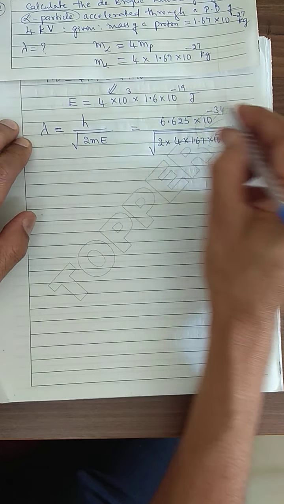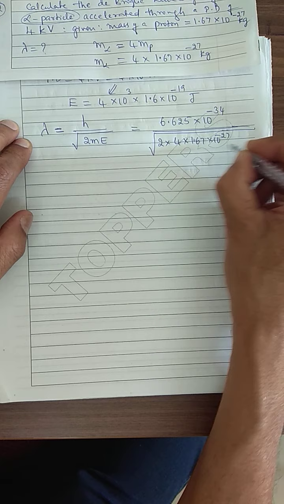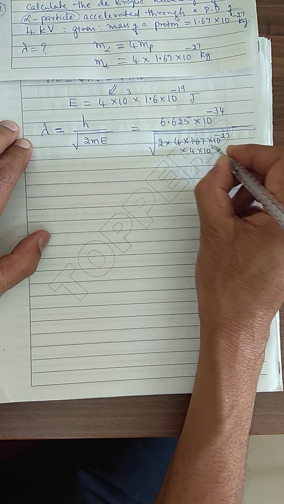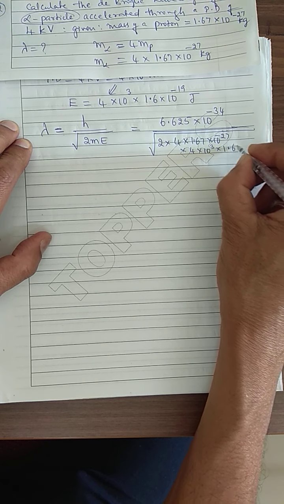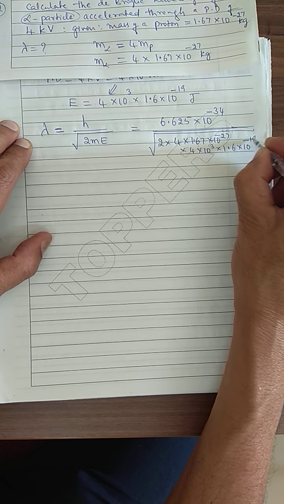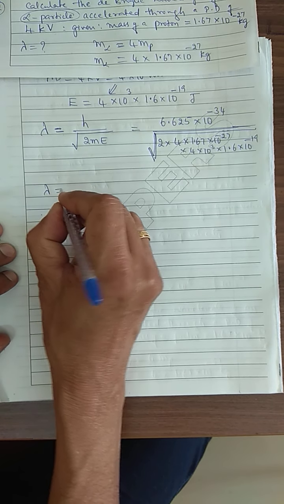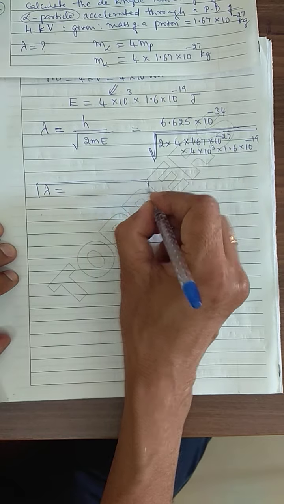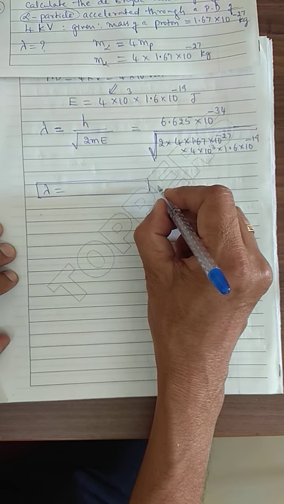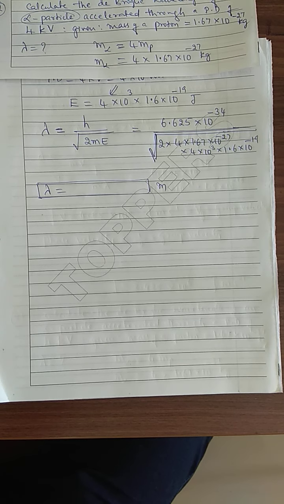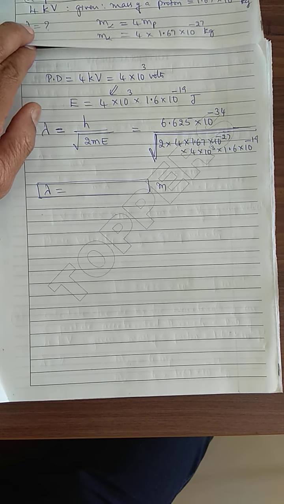Energy we have calculated here. That energy, into 4 into 10 to the power 3 into 1.6 into 10 to the power minus 19, whole under the square root. So substitution is finished. Only thing is you have to do the calculation here. So many meters, that you are supposed to do.